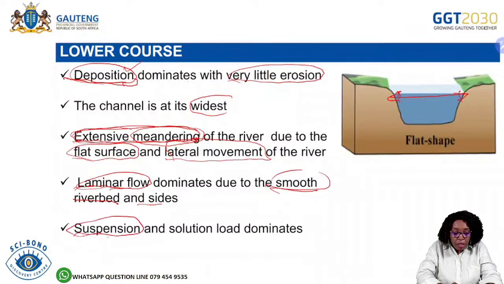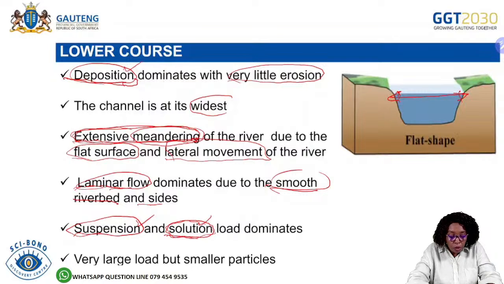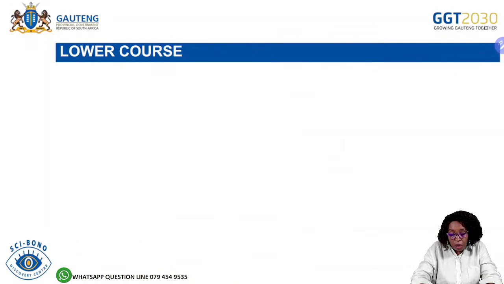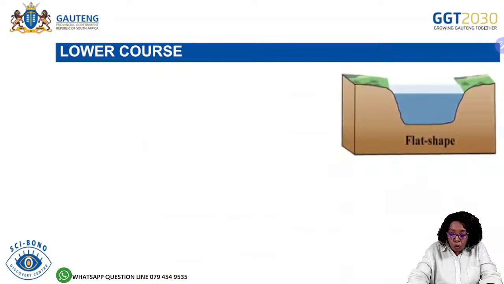Then we've got processes that are taking place there, which is suspension, meaning that some of the finer particles would then be laid down, and there would also be a solution of some of the particles that are carried along there. So the water would be a bit murky there, okay? So that indicates the processes that take place in the lower course, right? Then the last point to note is there's a very large load but smaller particles. So there's a large load of material being deposited there. But when you look at the size of the particles now, they become finer and smaller particles that you can identify there. Hence, we talk about solution.